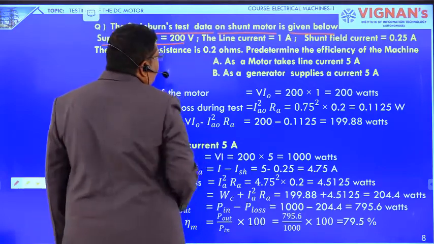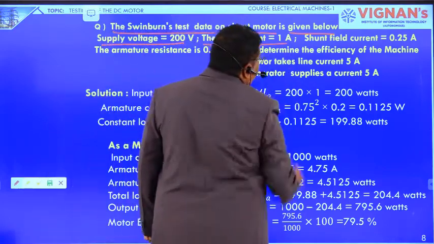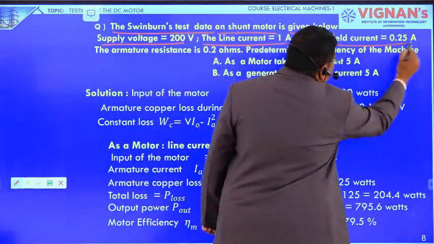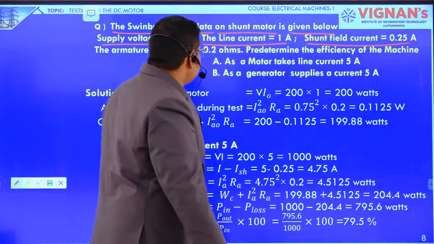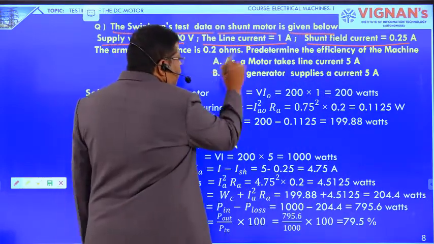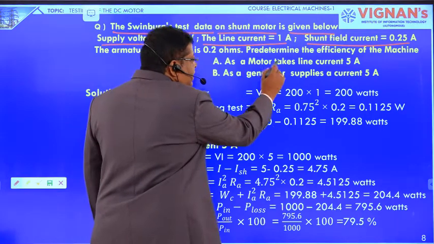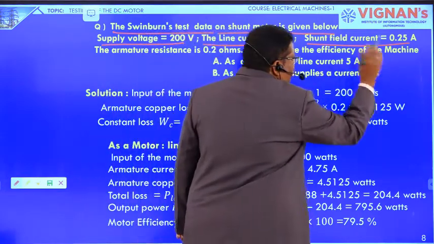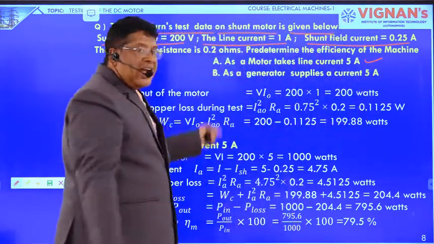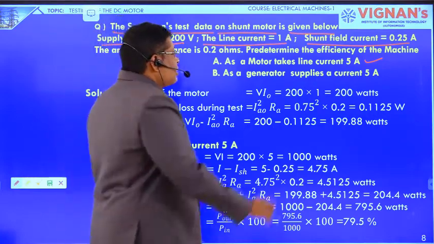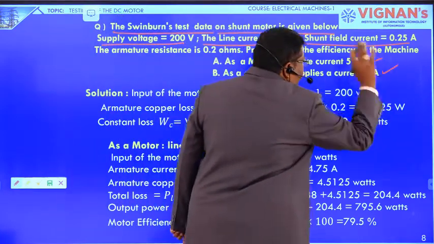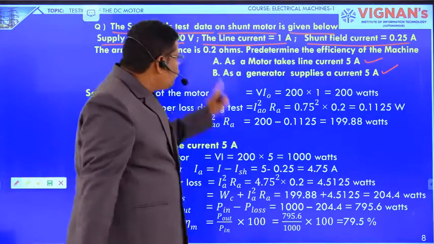The supply voltage is 200 volts, the line current is 1 ampere, the shunt field current is 0.25 amperes. Case 1: as a motor taking a line current of 5 amperes, what is the efficiency? As a generator supplying a current of 5 amperes, what is the efficiency? These two we have to calculate.